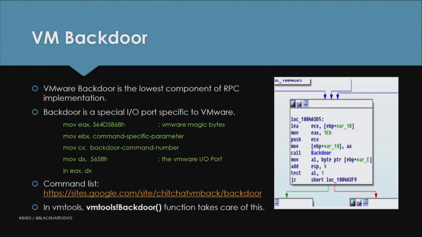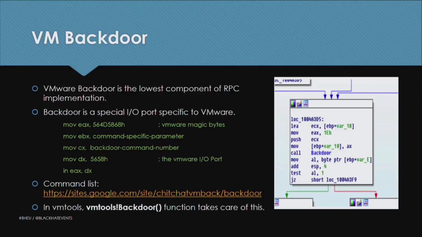For guest to host RPC, the command has to be set to hex 1E, and ECX holds the parameter required for the command, and EDX holds the VMware IO port. There are basically two VMware IO ports: 5658 for low bandwidth and 5659 for high bandwidth communication. After that, we see a privileged instruction called IN. When this instruction is executed inside the guest operating system, the hypervisor hijacks the control flow and processes the request accordingly. This VM backdoor supports two protocols: RPCI and TCLO.